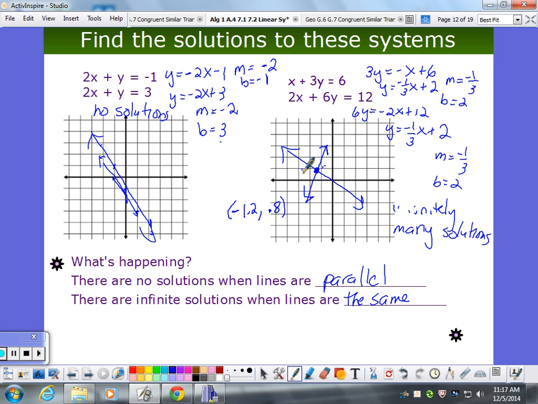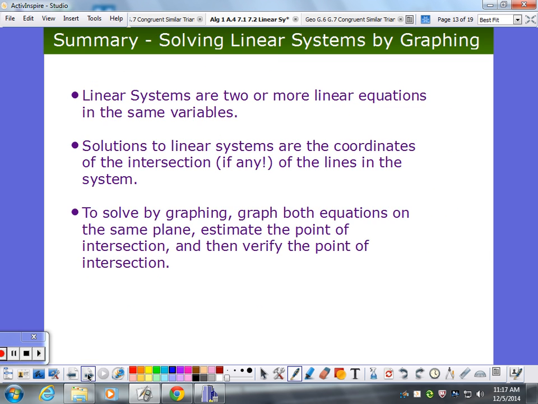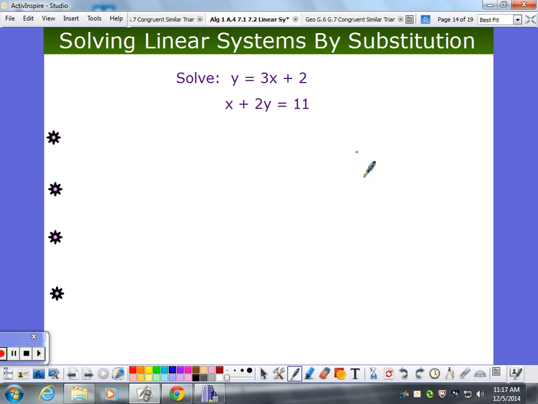So the problem with the graphing method is that, while I love how visual it is, it sometimes doesn't help us if it's not a nice little number here. So we have to have some algebraic methods. And we're going to learn one of these algebraic methods today, and that's called the substitution method.